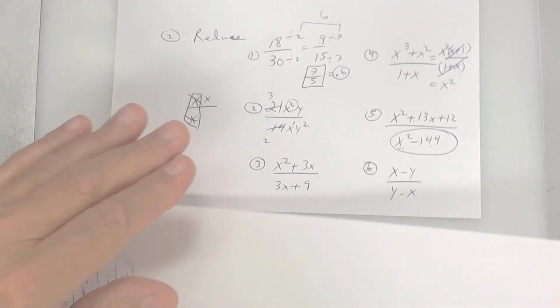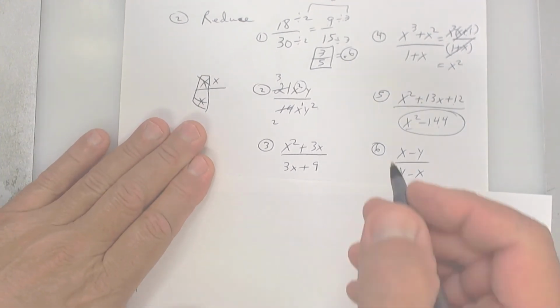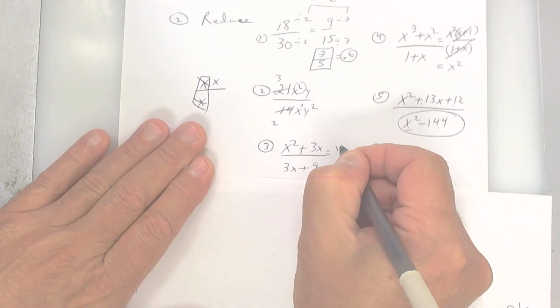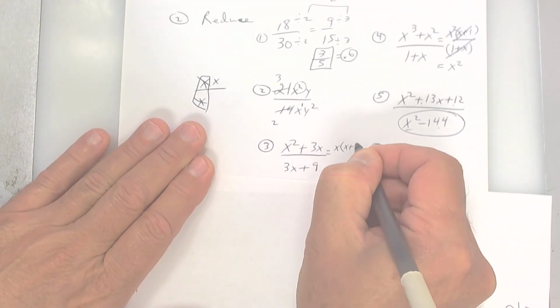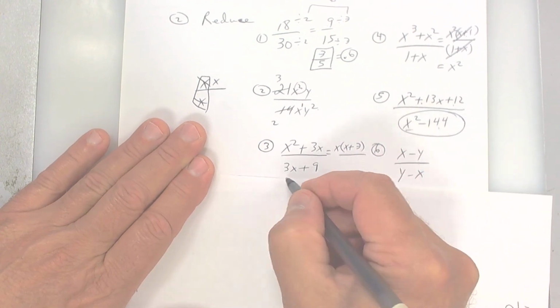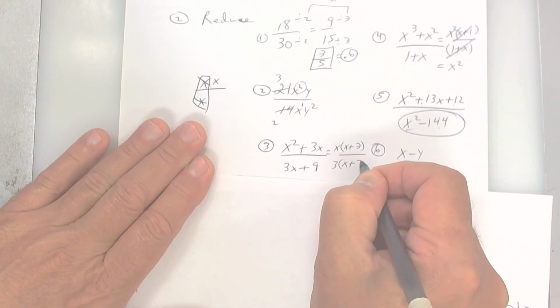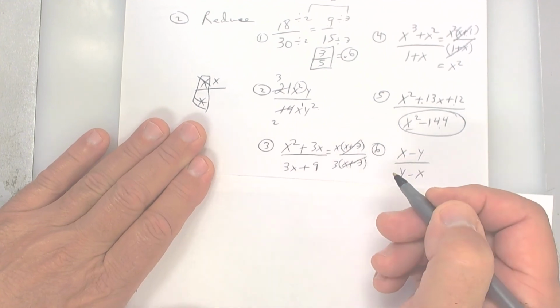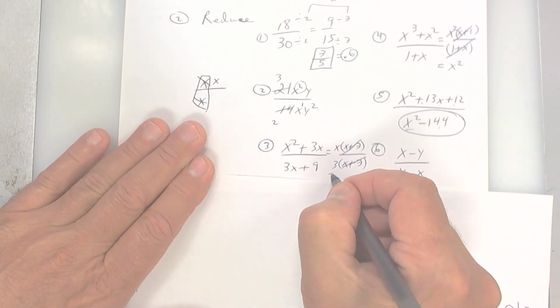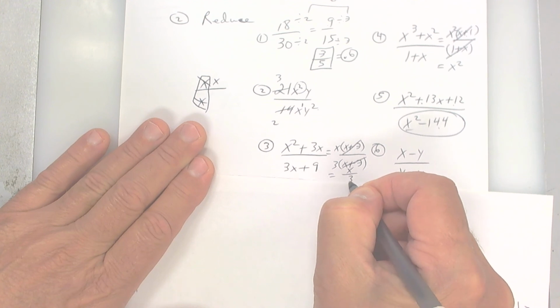Take a look here. We're just about done. Here you're going to take out an x. So you're left with x and then x plus 3. And then down here you're going to take out a 3. So you're left with x plus 3. And then this cancels. So your answer for number 3 is just x divided by 3.